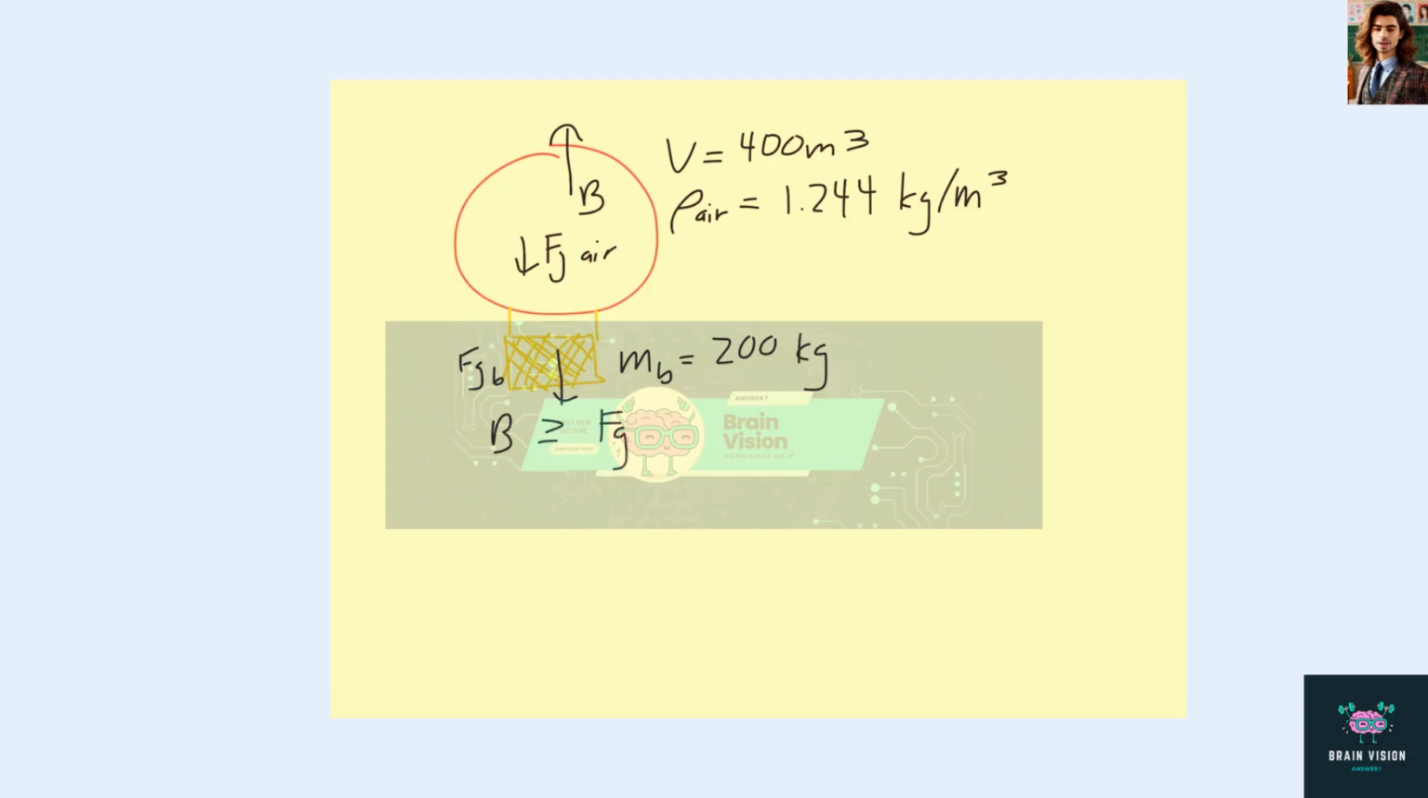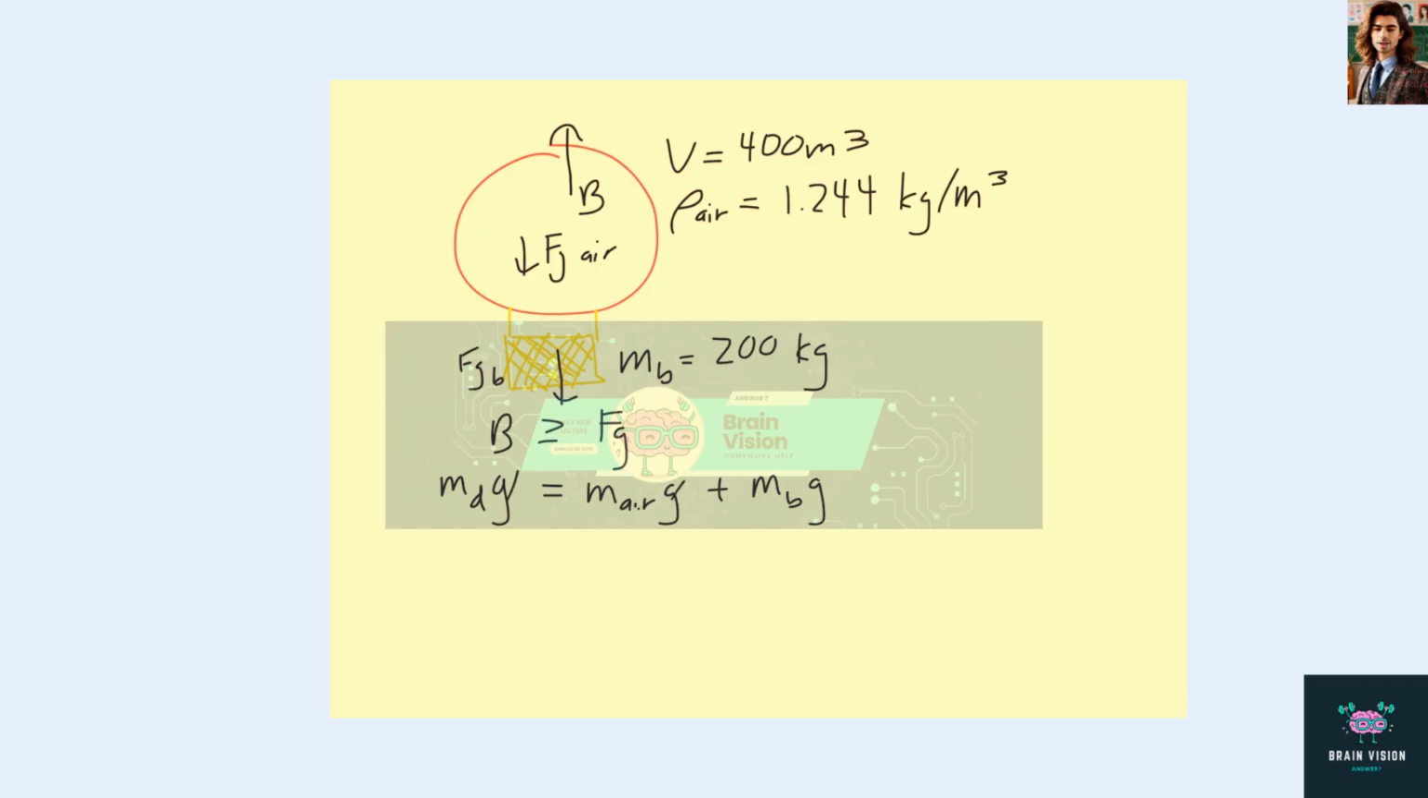And we know that the force of buoyancy is equal to the weight of the air displaced. So in our balloon, the weight of the air displaced would be md for displaced times g. And then for Fg, we have two of them, right? We have Fg for air and Fg for the balloon. So we have m hot air g plus m balloon g.